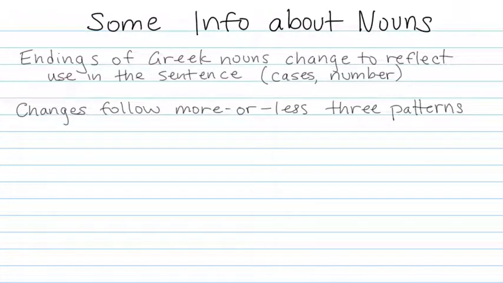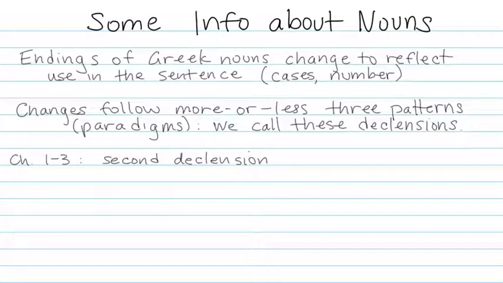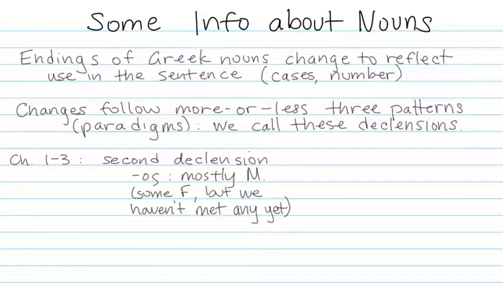The changes to the endings follow more or less three different patterns. Another word for pattern is paradigms. We call these three patterns the three declensions. In chapters 1 through 3, we worked exclusively with the second declension. All of the nouns we learned that end in omicron sigma were masculine. You'll learn later that everything that ends in omicron sigma in the nominative singular is usually masculine, but there are a handful of nouns that are feminine. Everything we learned ending in omicron nu was neuter, and this remains true.